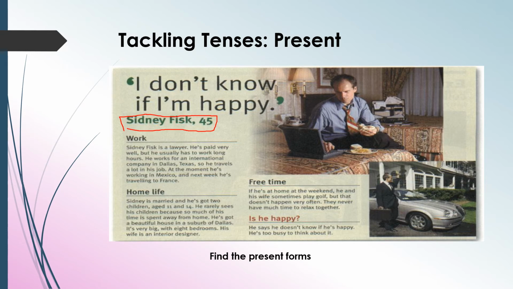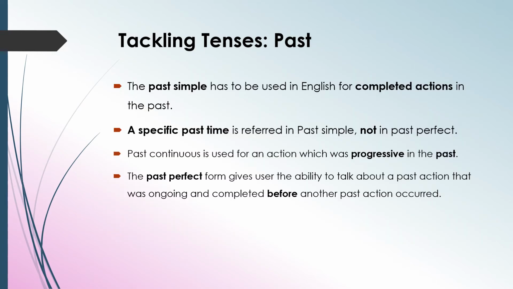Okay, so now it's the time to go to the next section. Now we have moved from present to past. In general, we usually move from past to present, but here we are moving from present to past. So these are the basic things about past tense. We know about past simple, we know about past continuous, we know about past perfect, and past simple has to be used in English for completed actions.